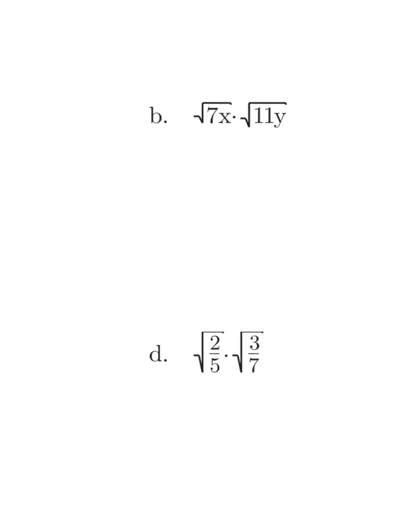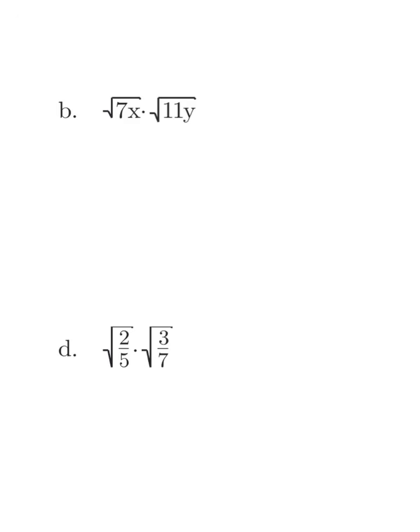If we come over to example B, this may look more complicated, but it's going to be basically the same thing. I want to multiply my insides. 7 times 11 is 77. I have an x and I have a y. And so our final answer is the square root of 77xy.